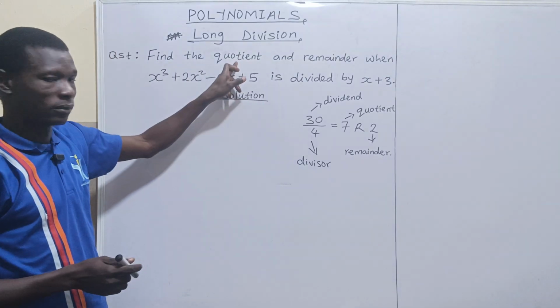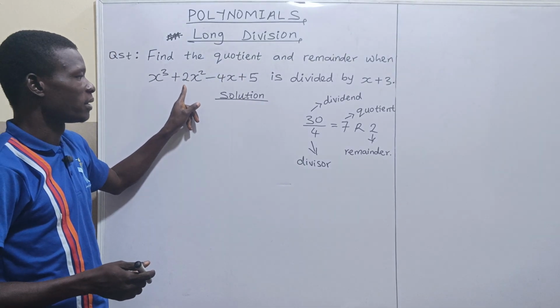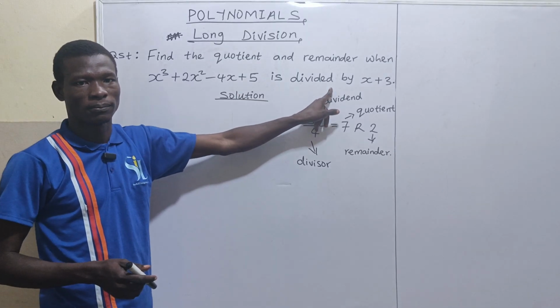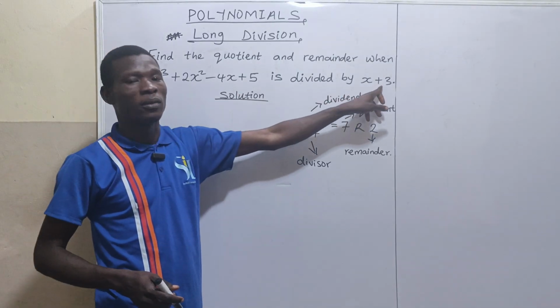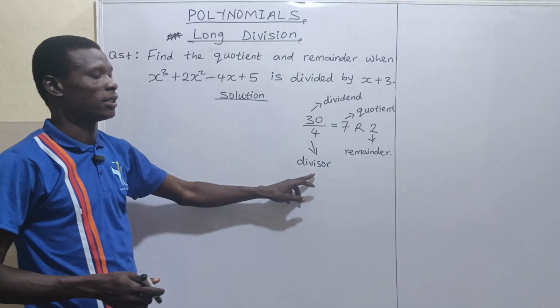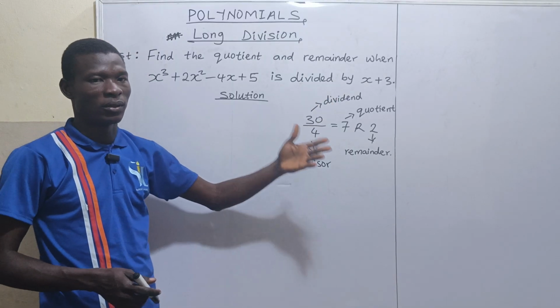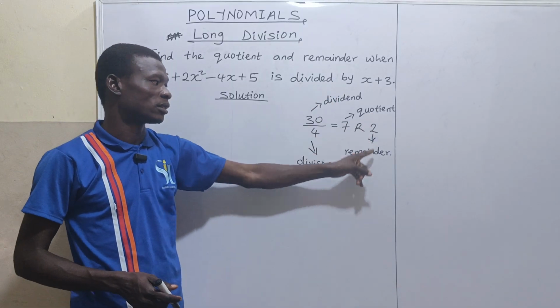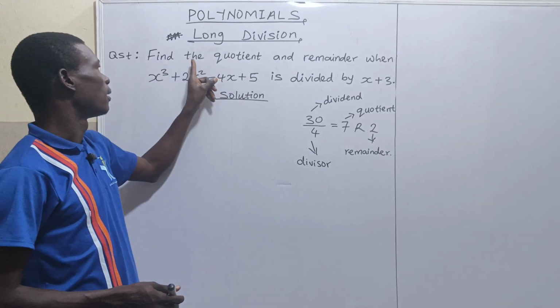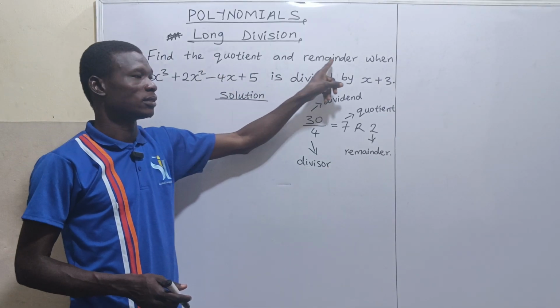Looking at the question, this first polynomial represents our dividend. The second polynomial of lower degree represents our divisor. So what are we looking for? Quotient and remainder.